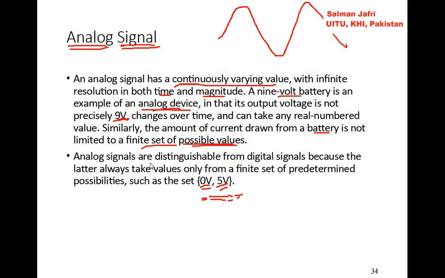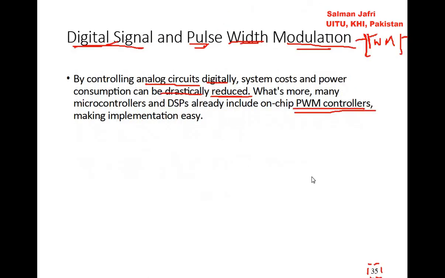So how are analog signals distinguishable from digital signals? Because digital signals always take only discrete values, right, from a finite set of possibilities. So for example, your digital signal may have a discrete value of 0 volts or 5 volts. 0 volts meaning logic 0 and 5 volts meaning logic 1.